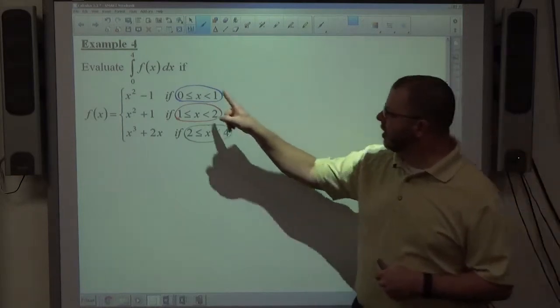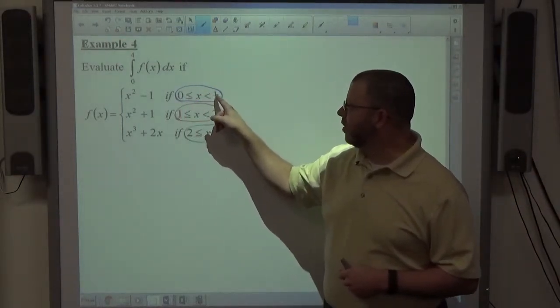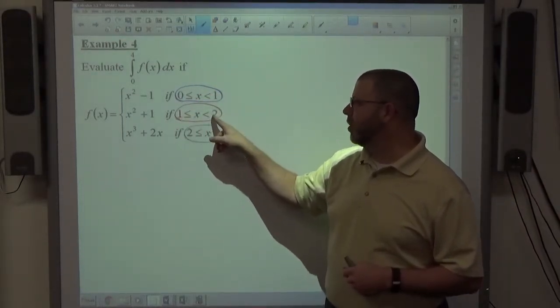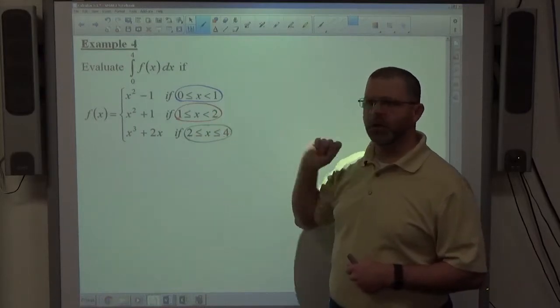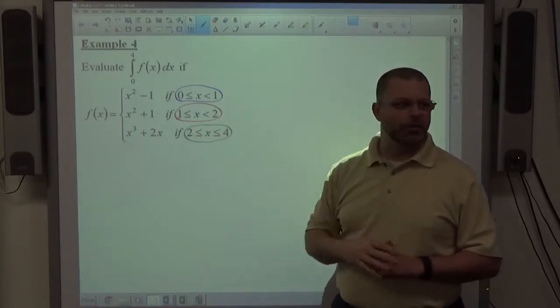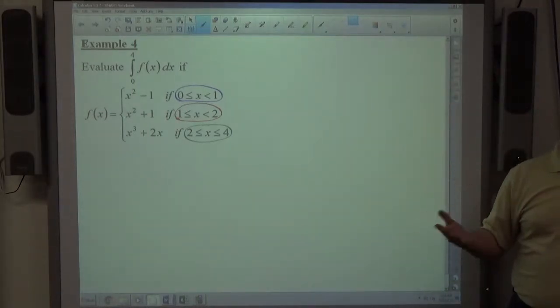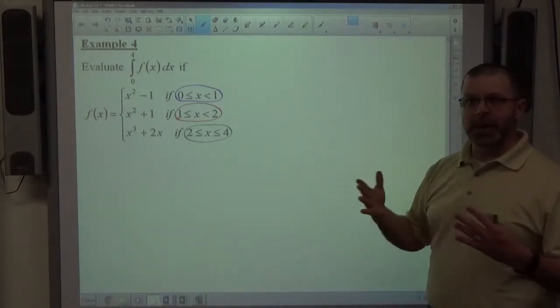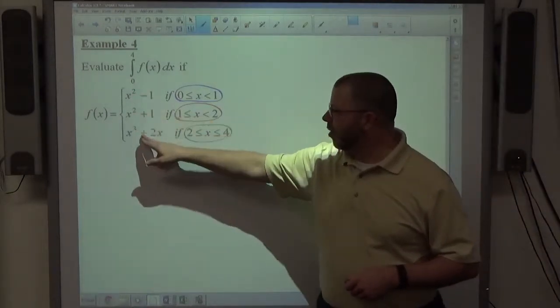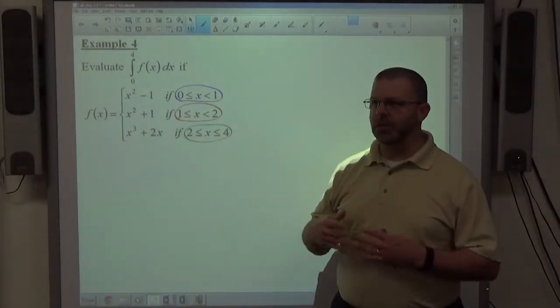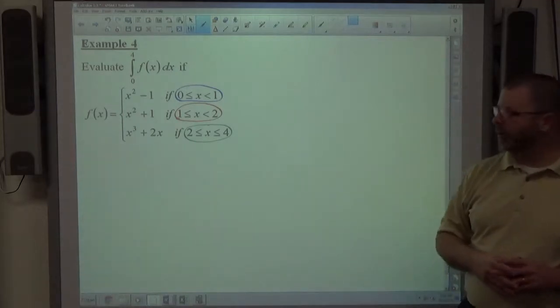So you can see that this is from 0 to 1, not including 1, but 1's included here, up to 2, not including 2, but 2 is included here, up to 4, including 4. So every value between 1 and 4 has been accounted for right there. And as far as the existence of the answers, all these are polynomial structures, so there's no undefined situation. So this is a workable integral.